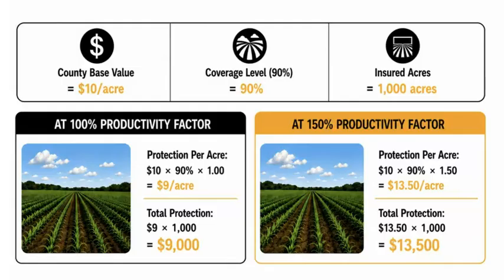Now let's compare that with a producer who selects a 150% productivity factor. The only thing that changes is the productivity factor. Protection per acre increases from $9 to $13.50. When multiplied across the same 1,000 acres, total protection increases from $9,000 to $13,500. This example illustrates why the productivity factor plays such a large role in the overall policy. Increasing it raises both the amount of protection available and the premium paid for that additional coverage.